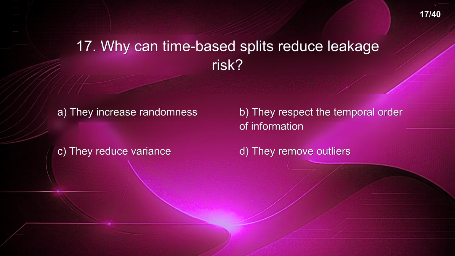Seventeenth question. Why can time-based splits reduce leakage risk? A. They increase randomness. B. They respect the temporal order of information. C. They reduce variance. D. They remove outliers.